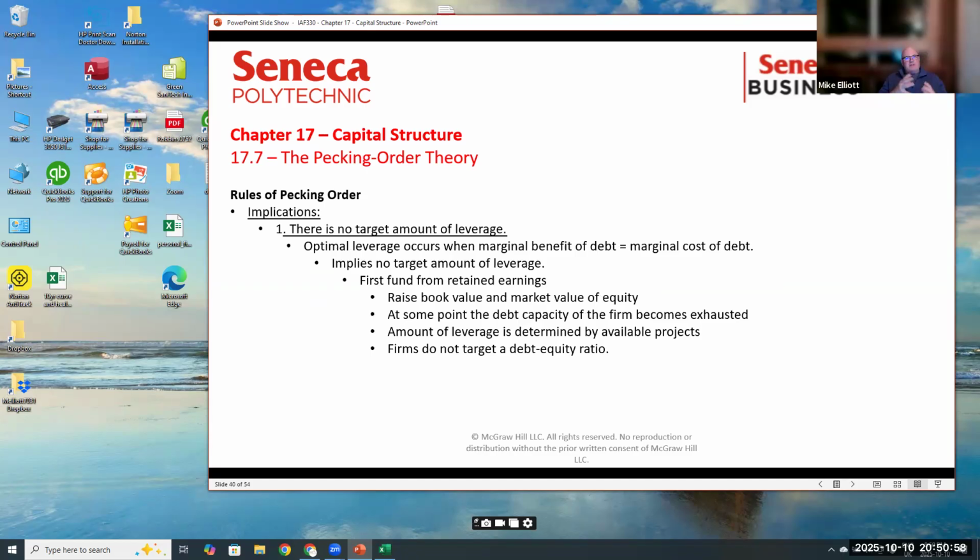What are the implications of this? The big implication is there is no target amount of leverage. I can't tell you what the magic number is. I can't. Optimal leverage is when the marginal benefit of your debt is equal to the marginal cost of your debt. We know that. I can't tell you what either of those is, so I can't tell you what the magic number is. This implies there's no target for the amount of leverage.